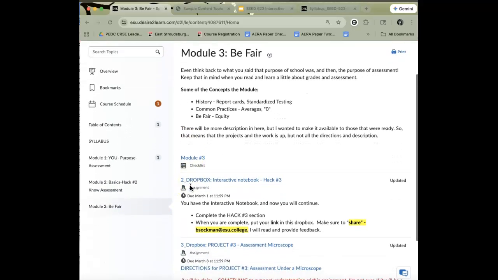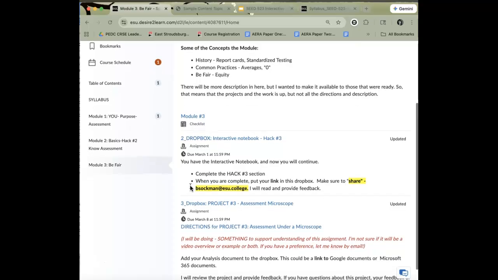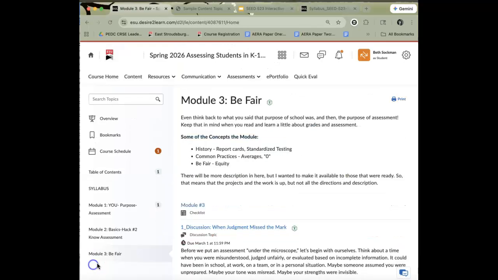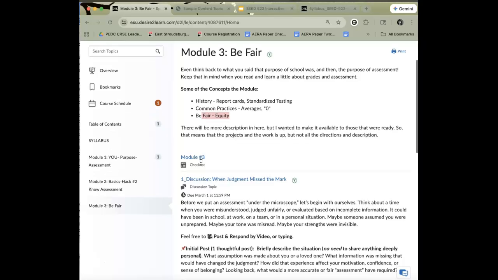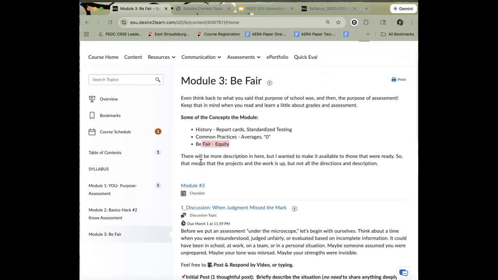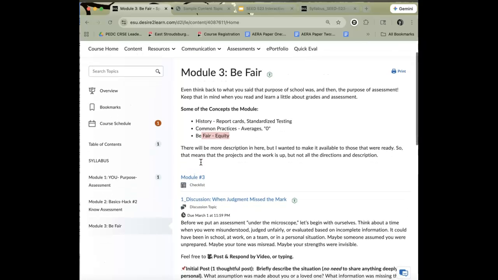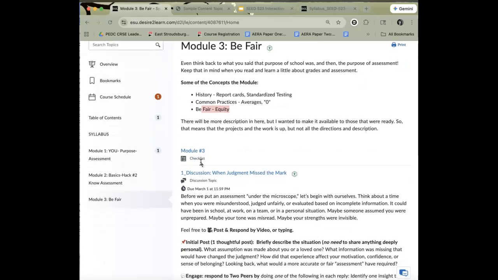So, like in the past, you're going to do some things to think about this. In the module about being fair, you're going to look at a little bit about history, and that includes the history of report cards and standardized testing. Kind of the concepts we have in here, common practices in your interactive notebook, and also what being fair is in equity. And we're only going to touch this a tiny bit and dip our toe into it. We're really not going to go deep.